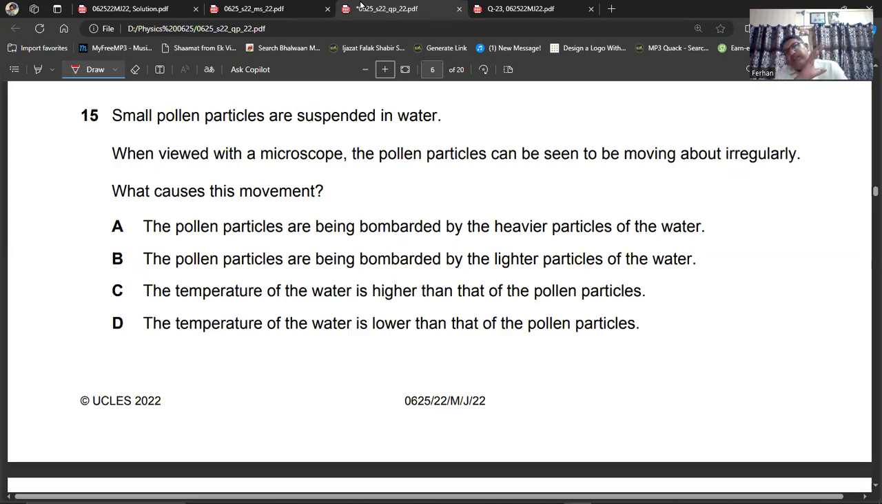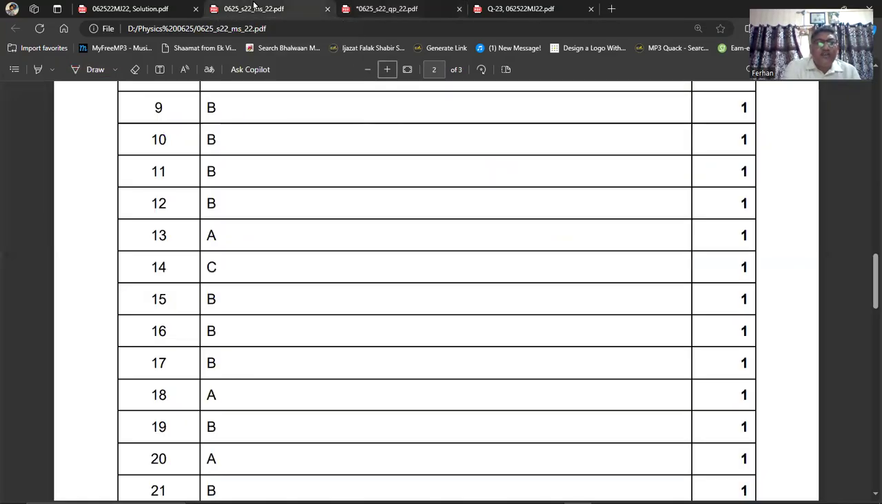So you see, the pollen grain size is large, and the size of the water particle is very, very small. The pollen particles are being bombarded by the lighter particles of the water, that is true. The pollen particles are being bombarded by the heavier, no. The pollen grains are heavier and the water molecules are not that heavy. So I think B is the choice. This is the exact sentence. The temperature is not different. Okay, so question 15, B is the choice.